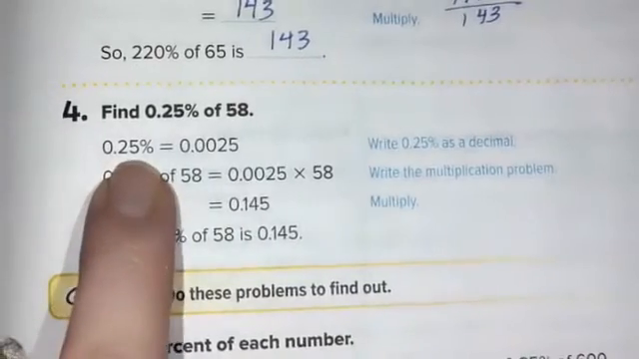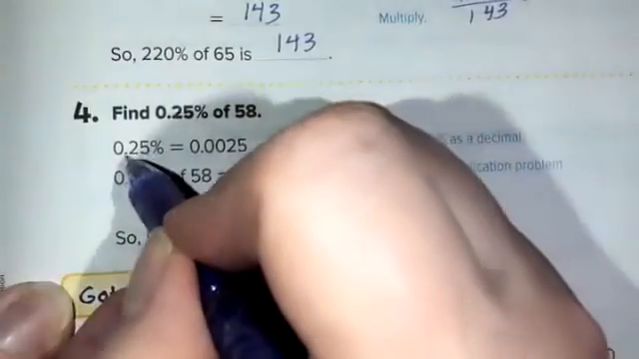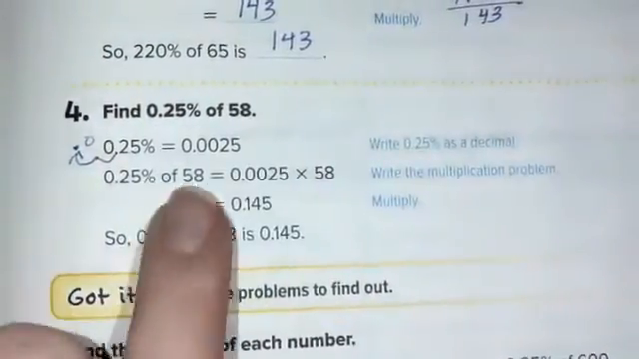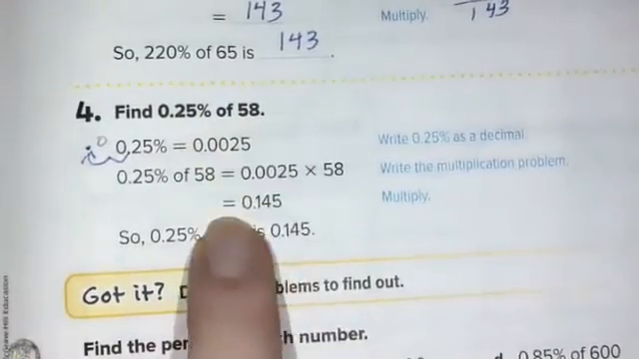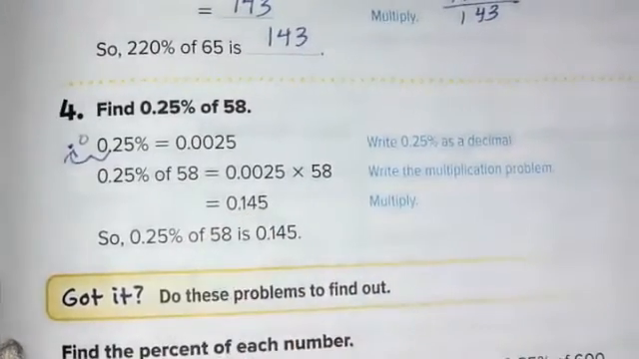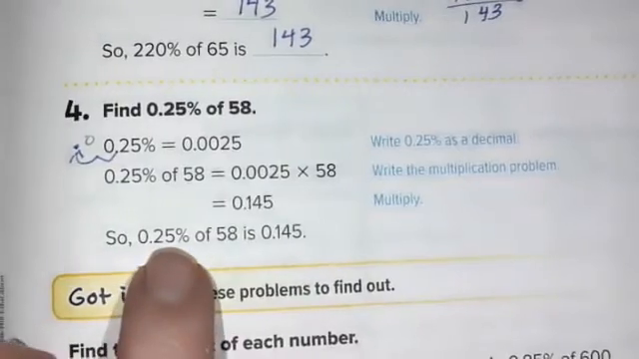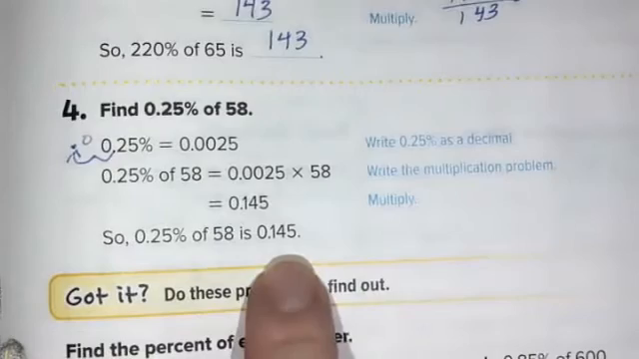So 0.25% written as a decimal, we drop the percent sign, move the decimal 2 places to the left, and put a 0 in there. So 0.0025. Of means multiply, then 58. So times 58. And they did the math for us to get 0.145. So 1/4 of 1% of 58 is 0.145.